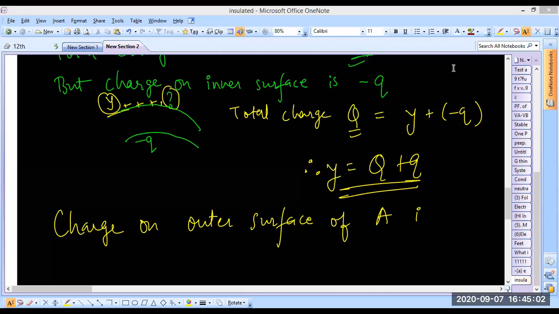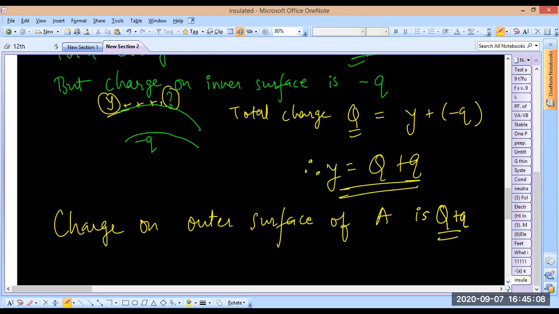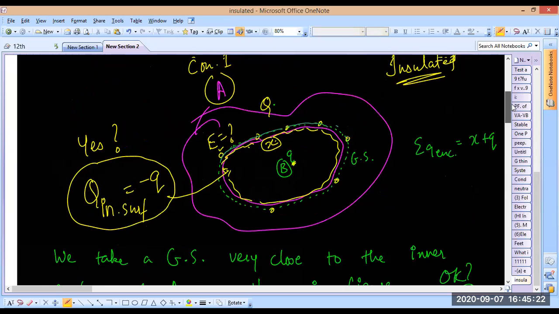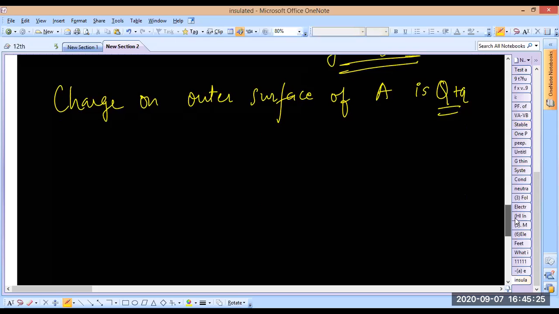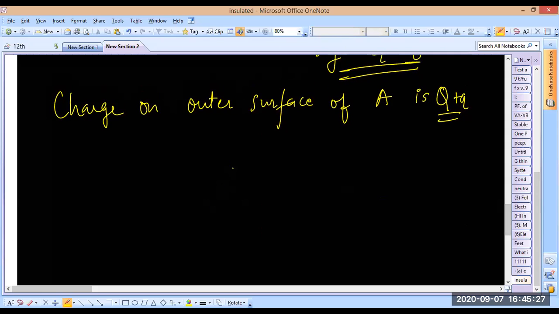So I was saying that the charge on the outer surface is Q plus q. Proved, right? This is what we wanted to prove. So you know what has happened over here. Let me explain the whole story in words. I'll just draw a new diagram that will help.